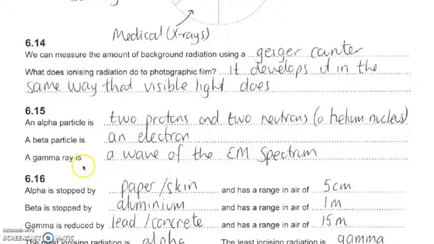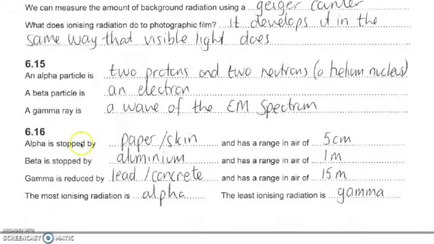The last form of radiation is essentially a gamma ray. Remember, a gamma ray is part of the EM spectrum. It's the highest frequency wave of the EM spectrum. Right, let's look at some of the properties of these particles. Alpha particles can be stopped by paper or skin and have a range of approximately 3 to 5 centimeters in air.